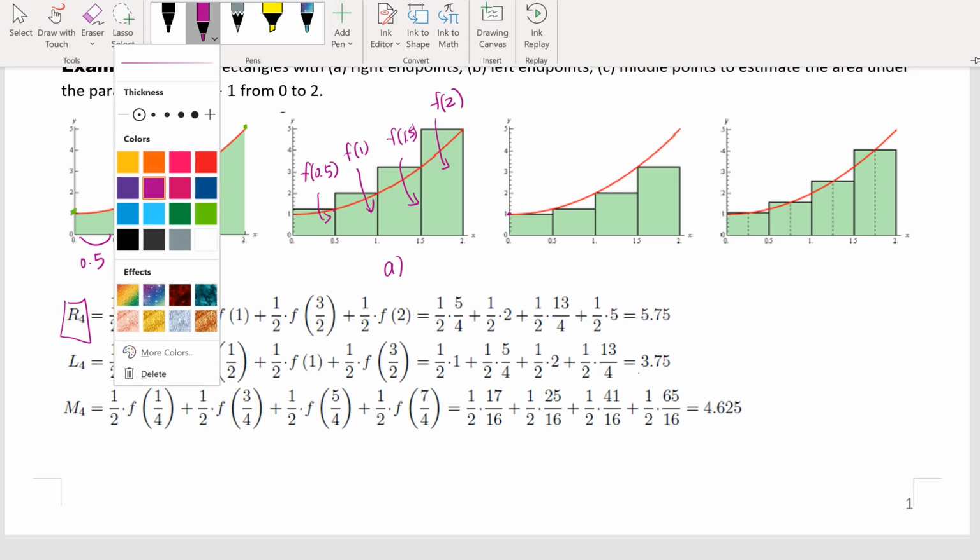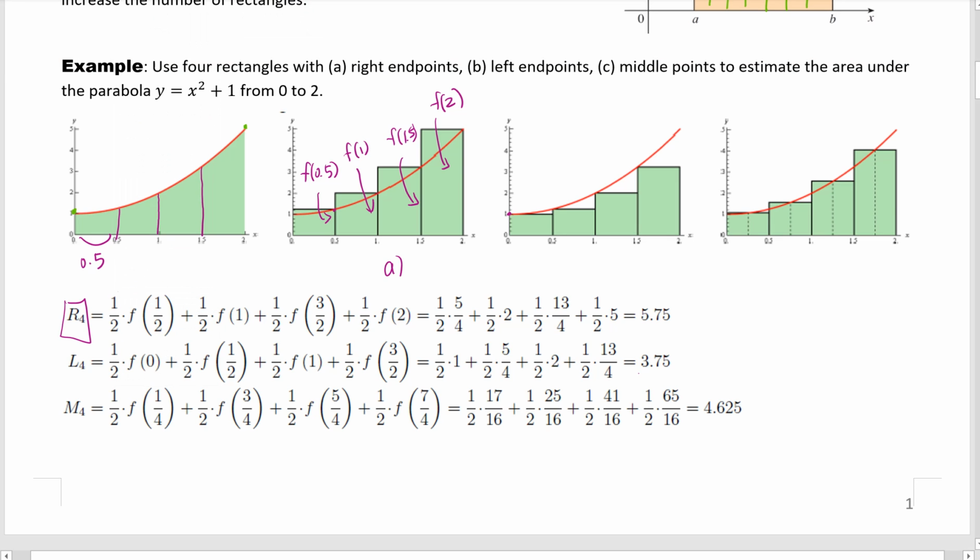Okay, for part B, we want to use the left endpoint. So for the first rectangle, the height is f of 0. The second rectangle, the height is f of 0.5. The third rectangle, the height is f of 1. And the fourth one, the height is f of 1.5.